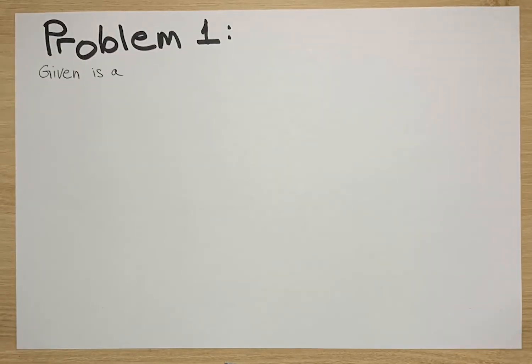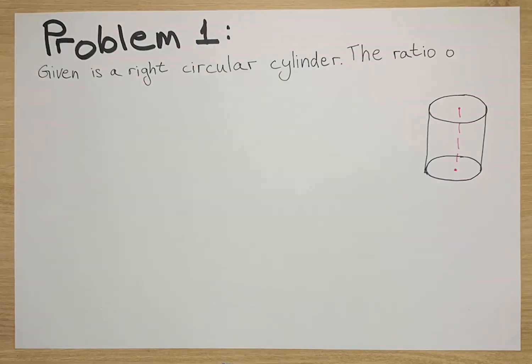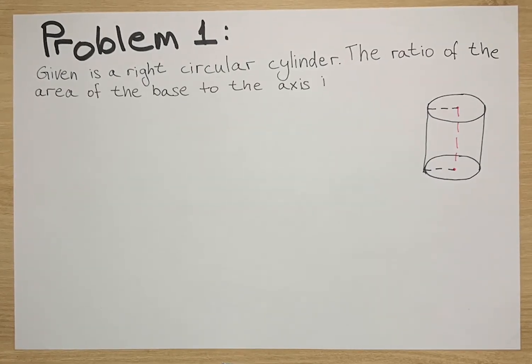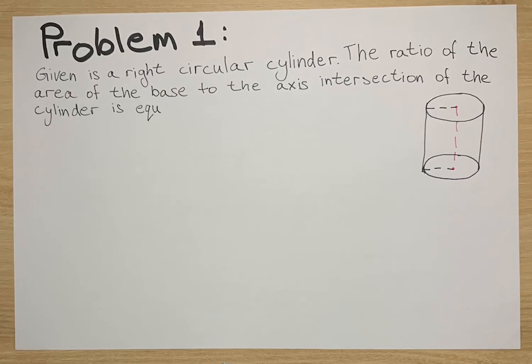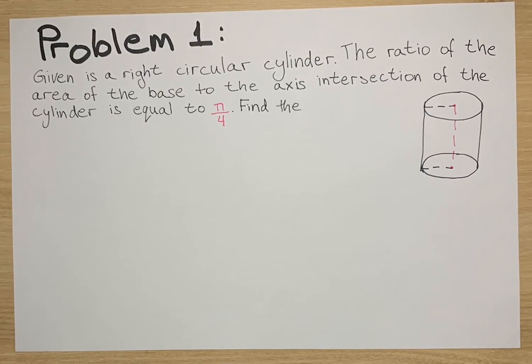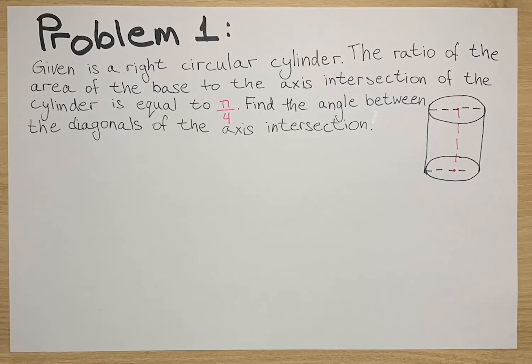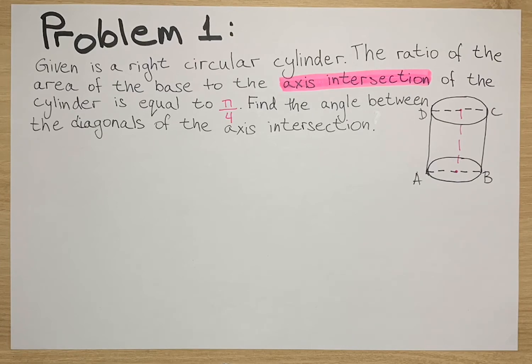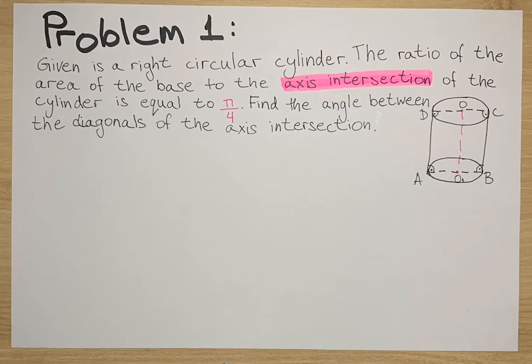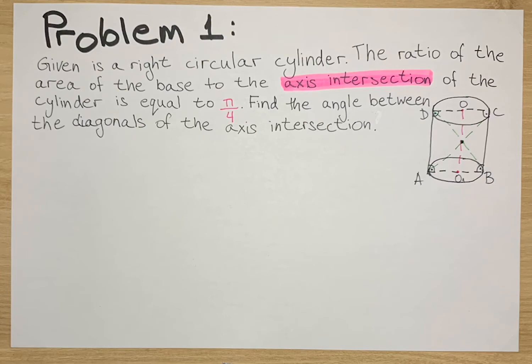Now we can move on to the problems. Problem 1. Given is a right circular cylinder. The ratio of the area of the base to the axis intersection of the cylinder is equal to pi divided by 4. Find the angle between the diagonals of the axis intersection. We will start by saying that the axis intersection ABCD is a rectangle, and we should find the diagonals of ABCD. I am drawing them with green, and here they cross in point G. We should find this angle right here. We will call it alpha.